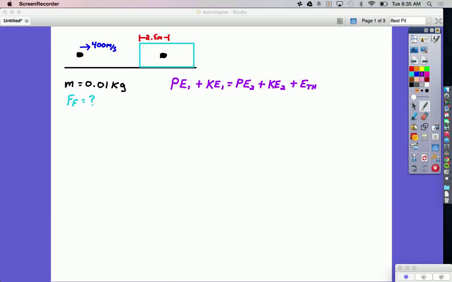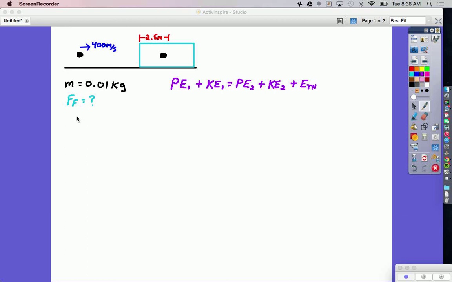In this problem, a bullet is fired into a block of ballistics gel at a speed of 400 meters per second. It stops 2.5 meters into the block, and we know that the bullet has a mass of 0.01 kilograms. We want to know what's the resistive force acting on the bullet, or rather the force of friction going against the bullet while it's going into the block.